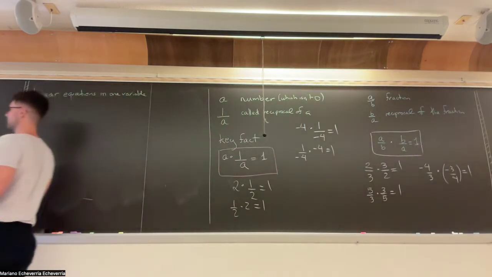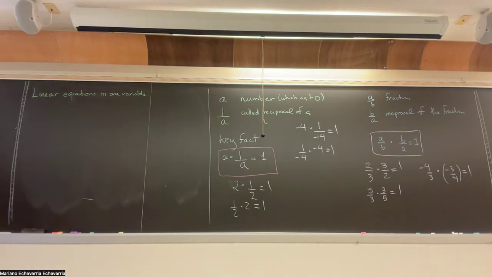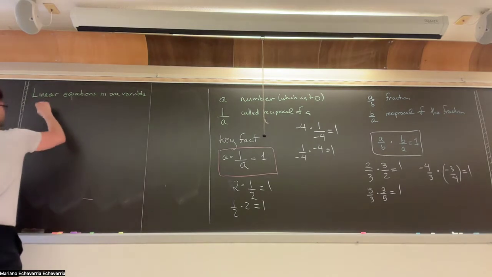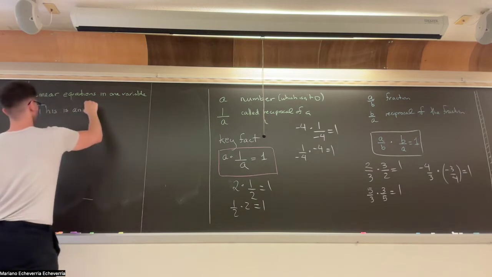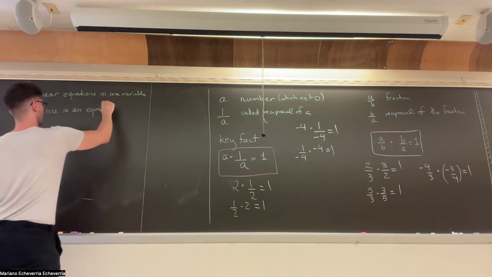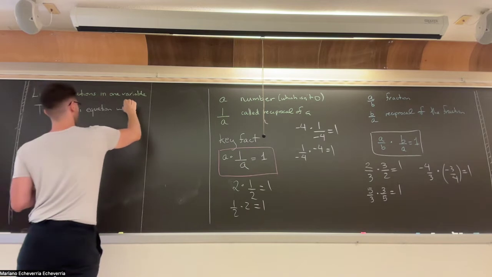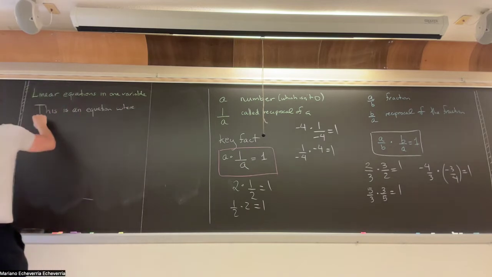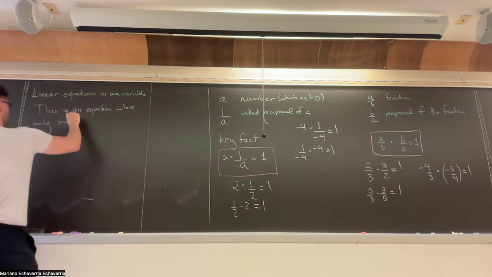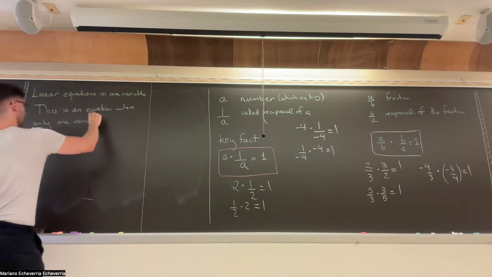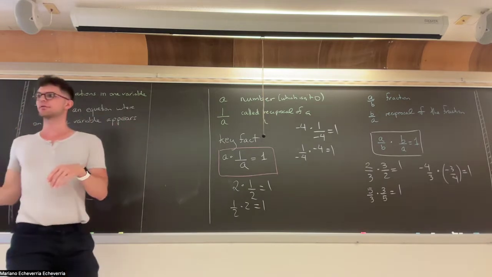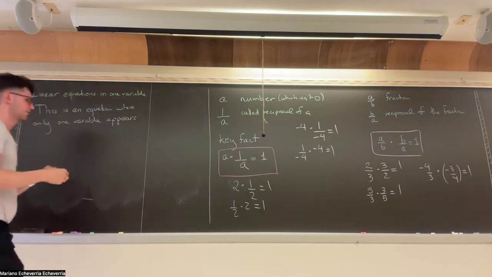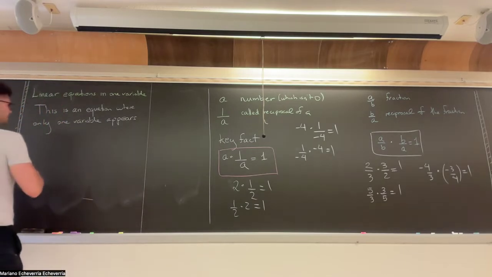there's only one variable that appears, which I'll call x. So here's an equation. One variable appears, which I'll typically refer to as x. As common usage, I'll refer to that variable as x.